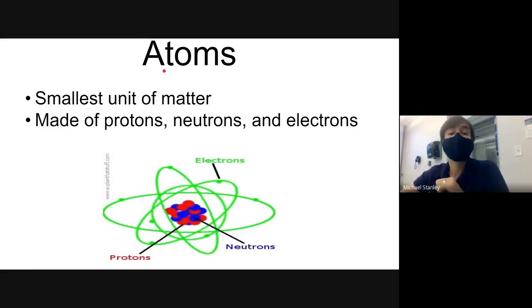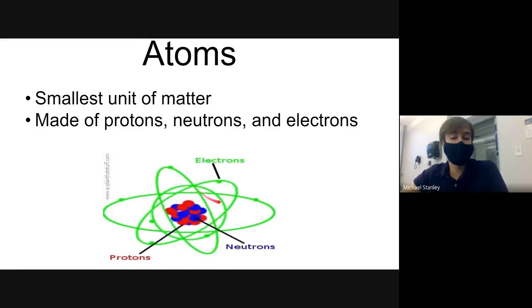So each atom is actually made up of a combination of even smaller particles. So we're going to talk a whole lot about these smaller particles today, but they are called protons, neutrons, and electrons. So today we're going to talk about what are protons, neutrons, and electrons, as well as how can we figure out how many of them are in each different atom.